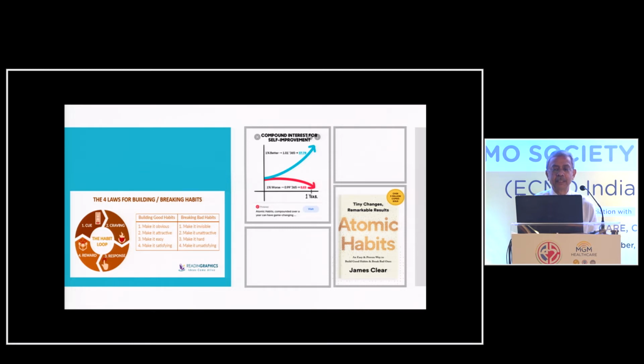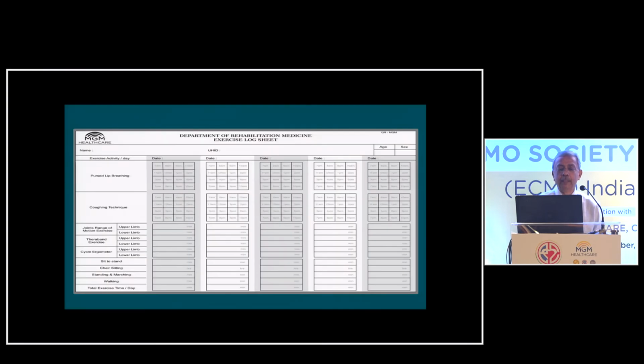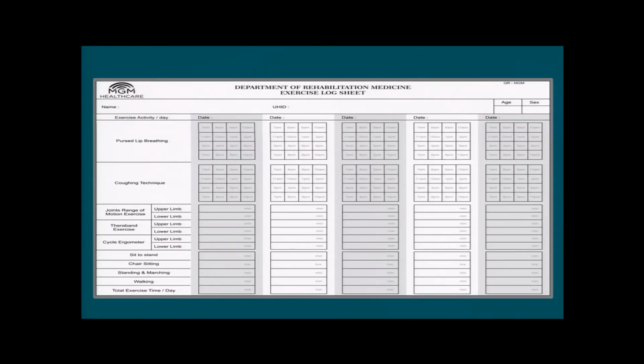What he tells us here is pick up small habits, make them workable, make them easy and satisfying, and the results will be much more than what you think. It can go up to 37% in a given period of time. And this is our program for the ICU patients.